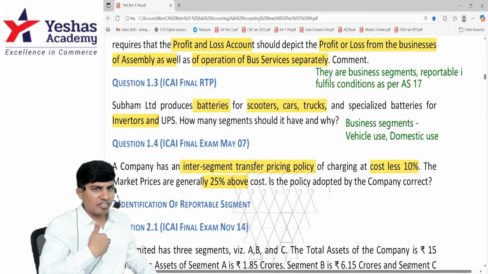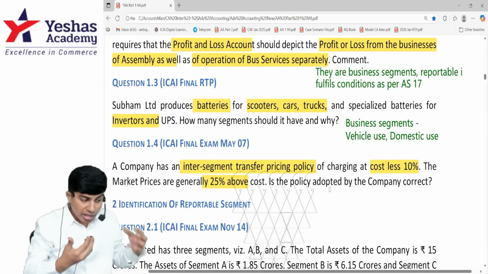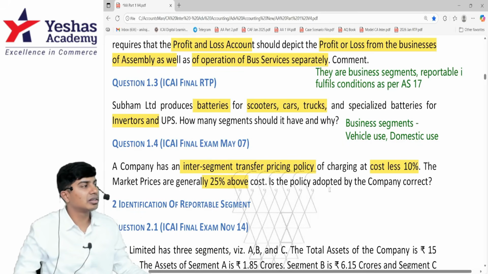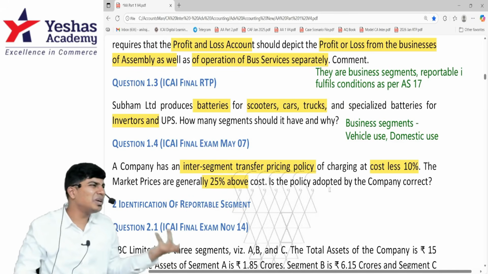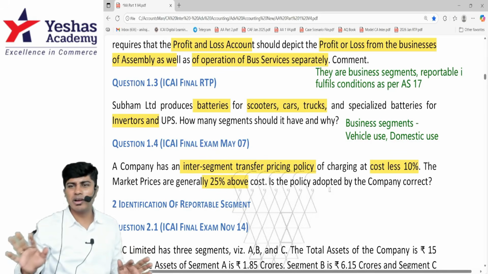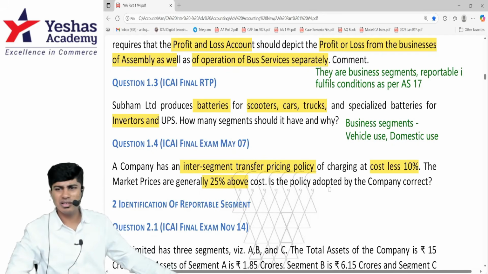My product, if I sell it outside, I'll sell it at 125. My cost is 100. Within the company, if I give it to another segment, I'm selling it at 90. Tell me, is it okay? See, who are we to tell what's right, what's wrong? We are only here to tell is it reportable, not reportable. You want to sell something at a lesser price, you sell.